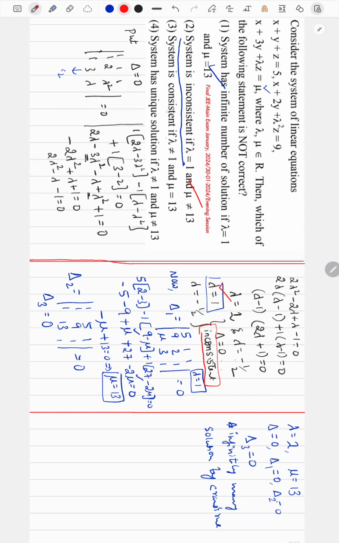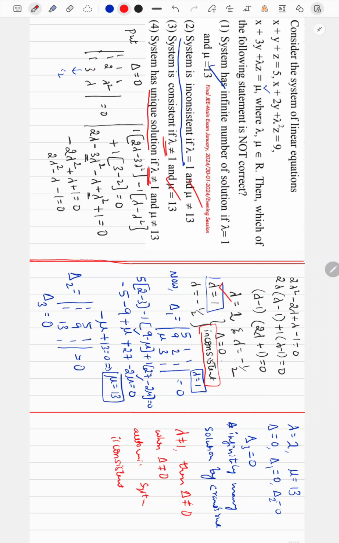Next, system is consistent if λ not equal to 1. This is also a correct statement. When you take λ not equal to 1, then Δ not equal to 0. When Δ is not equal to 0, automatically the system is consistent. This is also correct. When you look at the last option, system has a unique solution if λ not equal to 1 and μ not equal to 13.